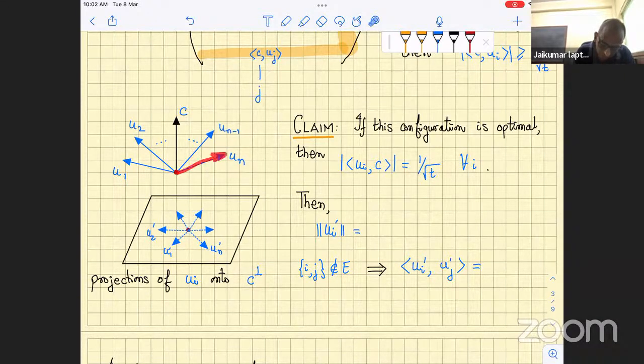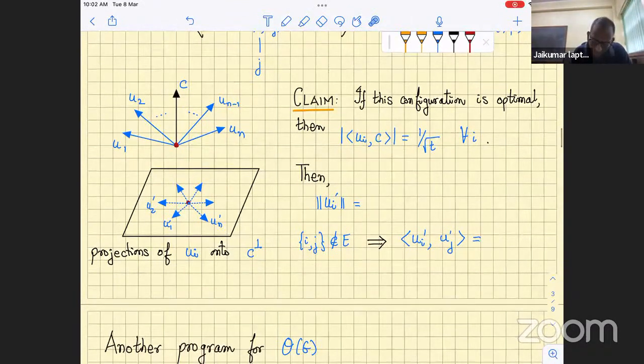So I've taken all these ui's and I have projected them on the plane which is orthogonal to this set. Okay, so I'm calling them u1 prime. u1 prime is the projection of u1, u2 prime is the projection, and so on. Now, just to make sure that I have communicated what I wanted to say correctly, can you please help me with these two things here?